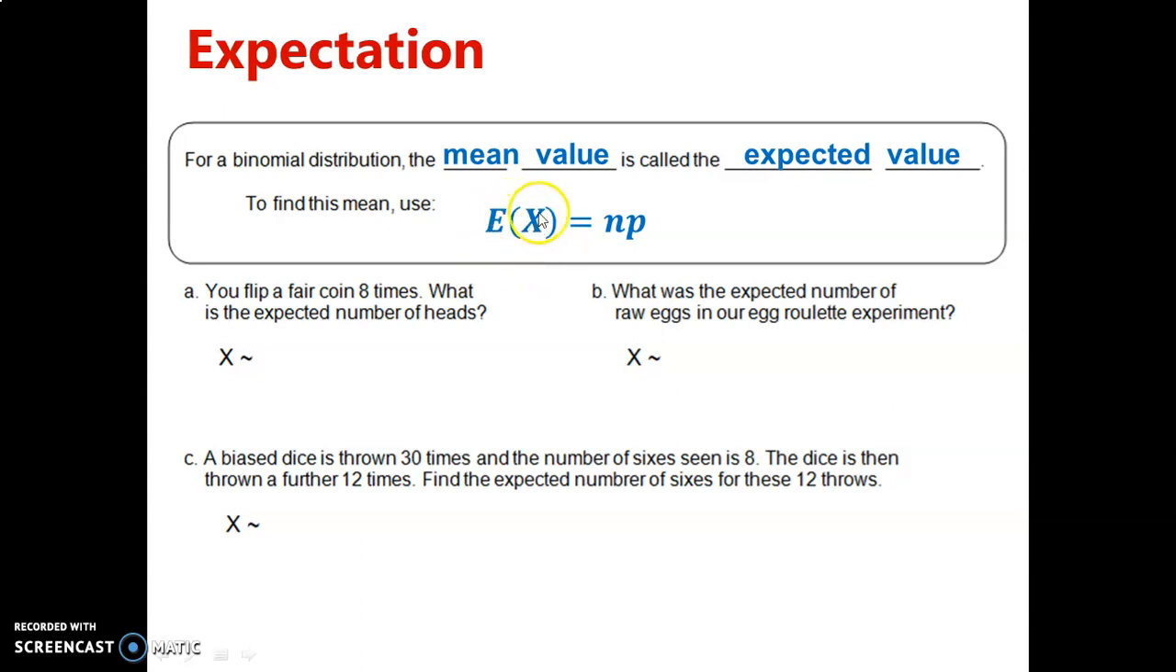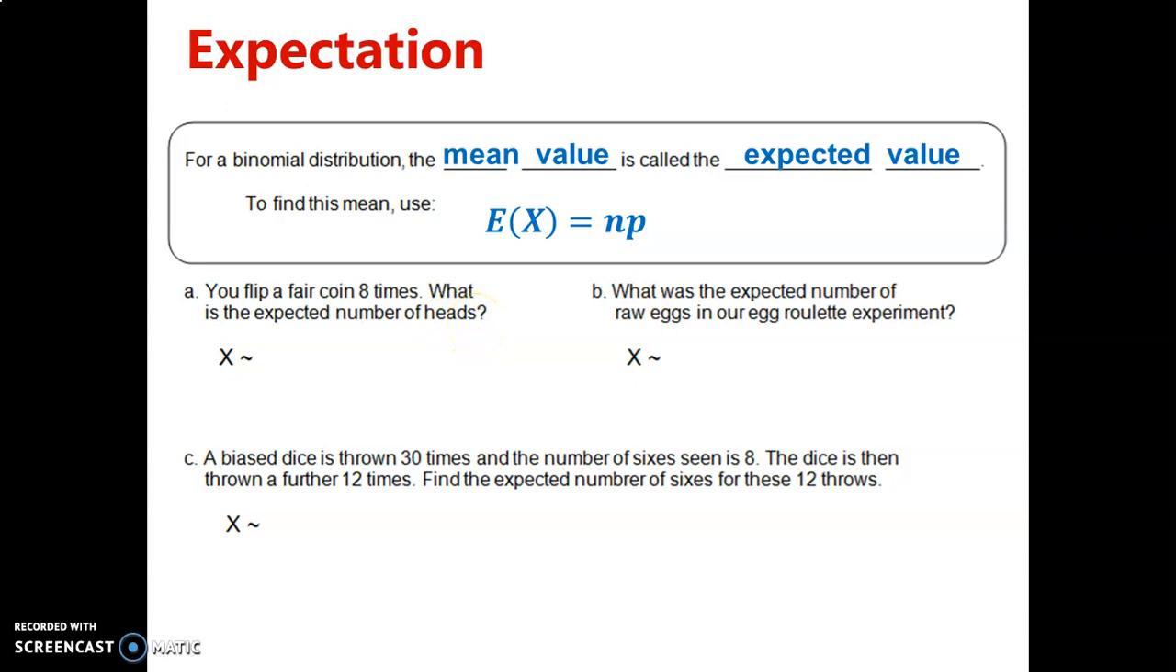The expected value of a random variable x is equal to the number of trials in the binomial distribution, remember, this represents the number of trials, times the probability of a success. We're going to use that formula now. So you have this situation. You flip a fair coin 8 times. What is the expected number of heads?